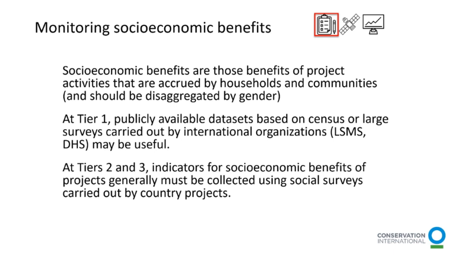The LSMS has a particularly large amount of information on agriculture, so the LSMS surveys can be very useful in the context of assessing resilience of food security, provided, of course, that there is LSMS survey data available in your area. And then at tiers 2 and 3, the indicators for socioeconomic benefits generally need to be collected using social surveys carried out by country projects. That's just a function of the fact that when we're trying to access information on actual, for example, household access to services, it's something that can be tough to get from publicly available information.